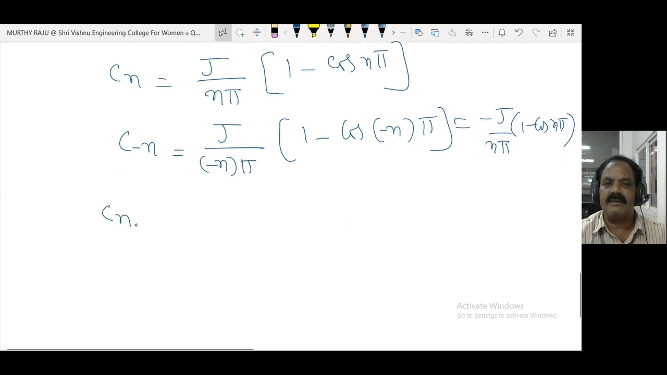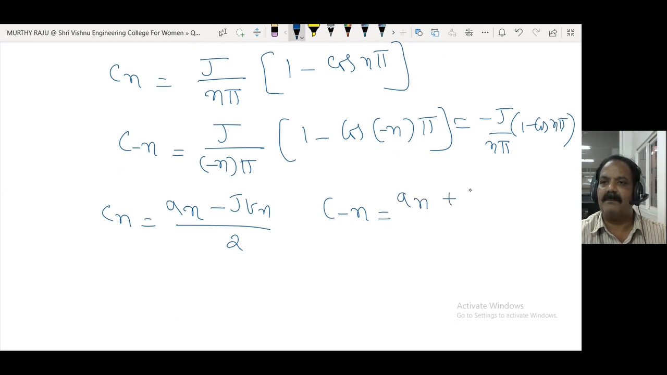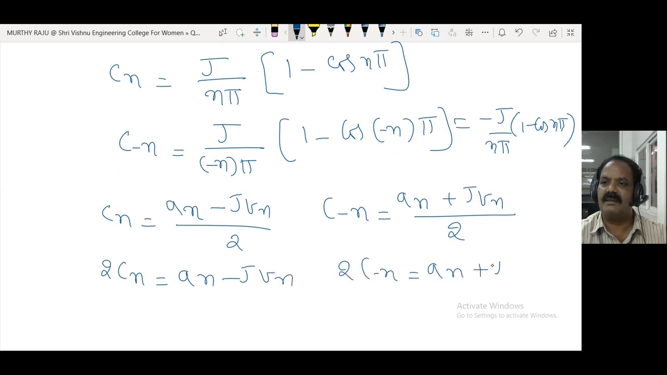We know that Cn is equal to An minus j Bn by 2, and C minus n is equal to An plus j Bn by 2. Therefore, 2 Cn is equal to An minus j Bn, and 2 C minus n is equal to An plus j Bn.